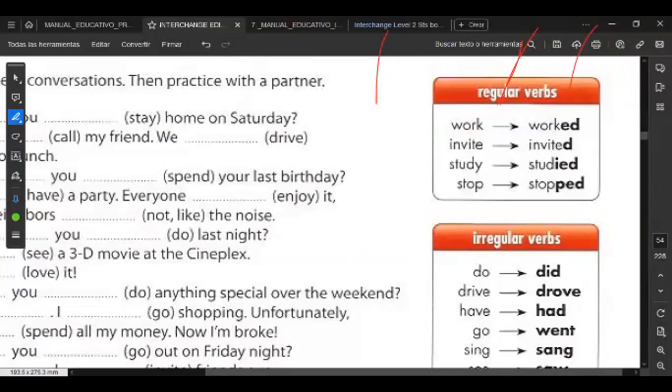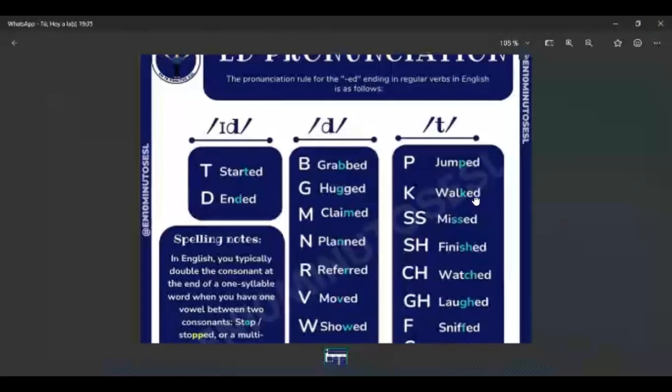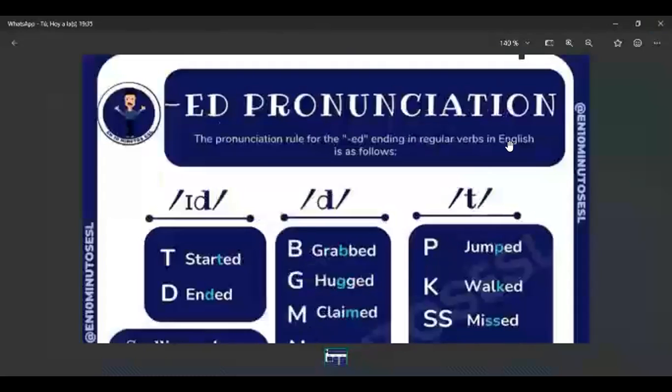Aquí está. Vaya, déjenme presentarles la imagen. Permítanme, just give me a second. Aquí está. Here we go with the picture. Now, can you see the picture? ¿Puede ver la imagen? The blue one. ¿La ven o no se ven? Yes. Okay.